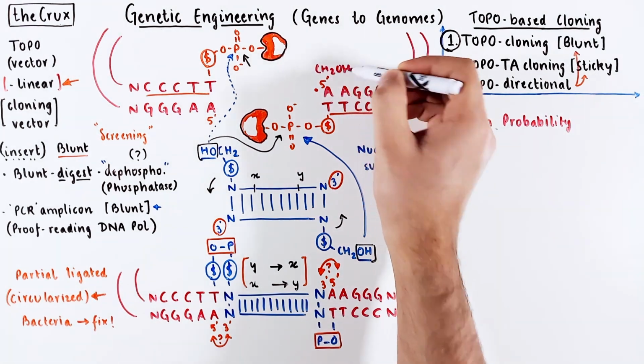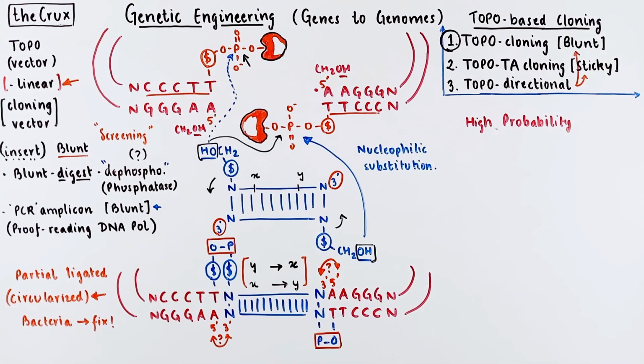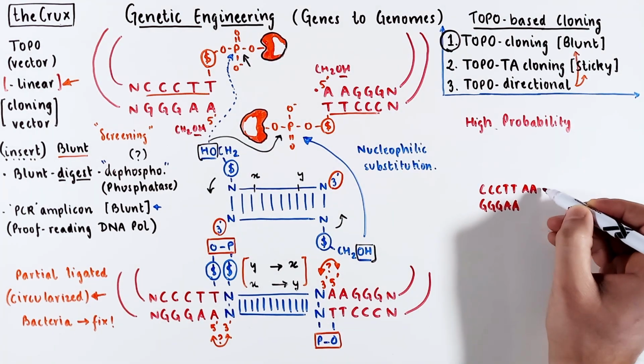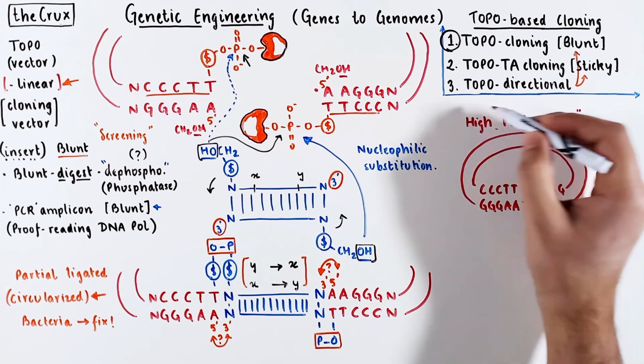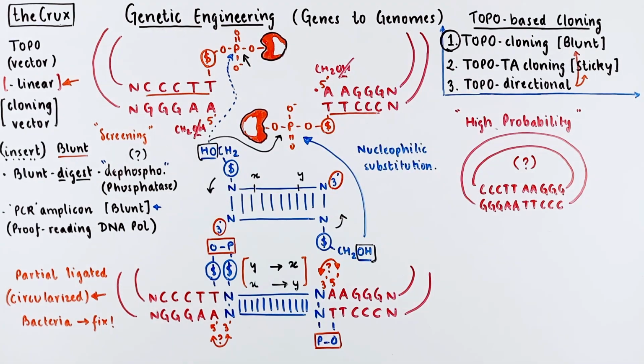There is one problem with this, a high probability problem. Both the 5' ends of the vector also have free hydroxyls in them, which can also attack the phosphate, and when it happens you close the linear vector by itself. How do you deal with this problem? The easiest way is to get rid of hydroxyls from the ends of the vector.